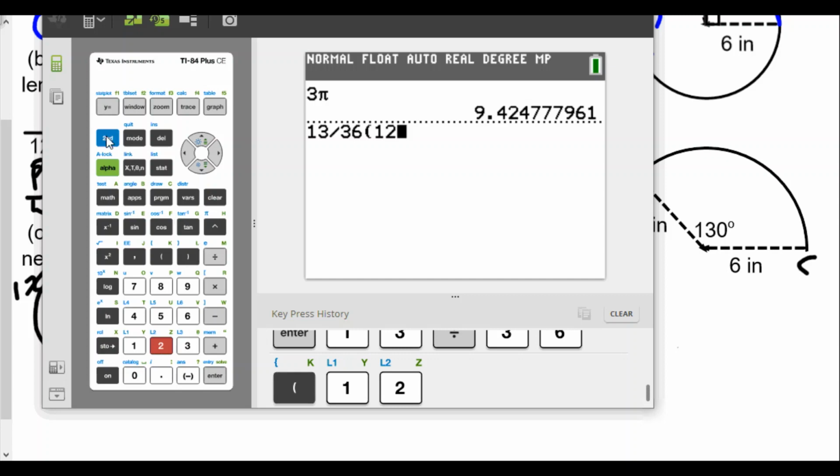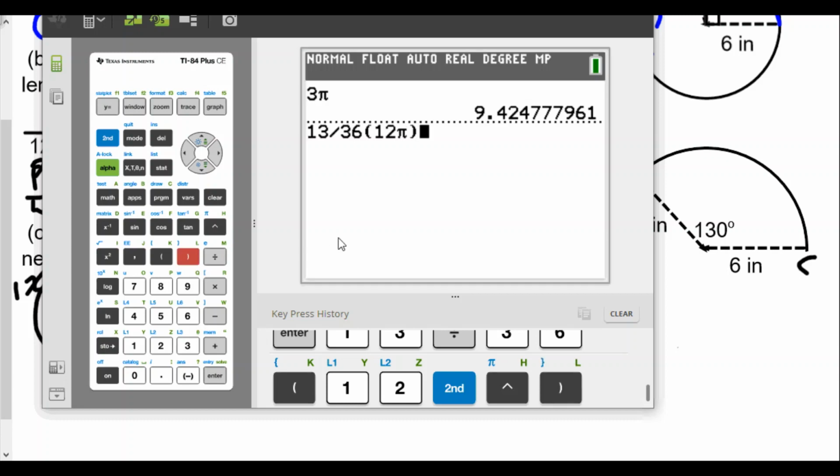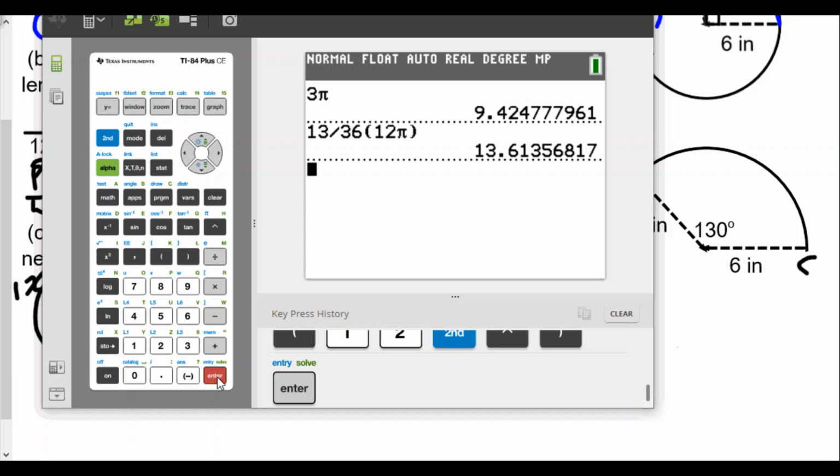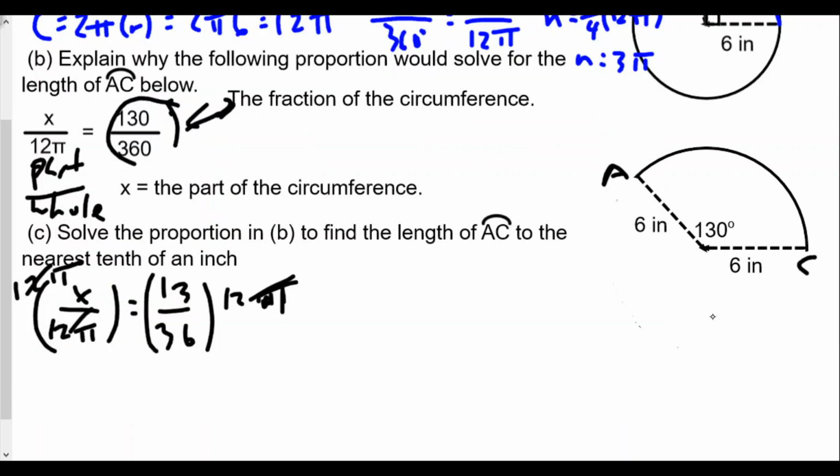Now, not to worry about parentheses so much, because the calculator does understand the order of operations. It will do 13 over 36 before it multiplies by pi. Remember, the order of operations is multiplication and division in order from left to right, so we'll do the division first, then multiply. Our answer would be 13.6135, but to the nearest tenth of an inch would be 13.6. So therefore, the side x equals 13.6 inches.